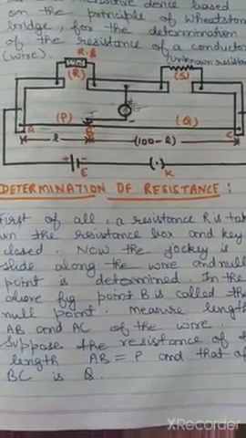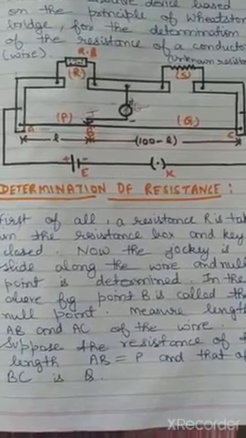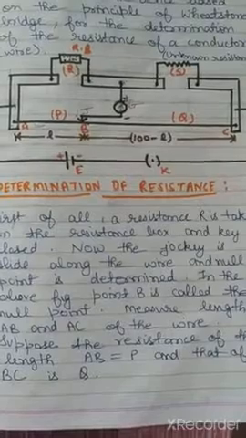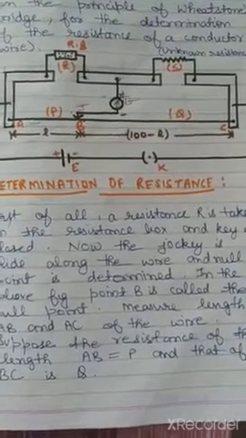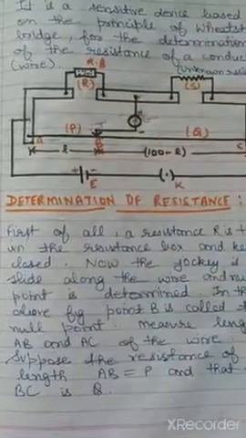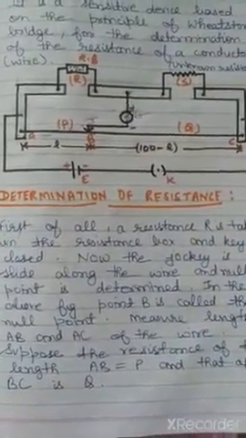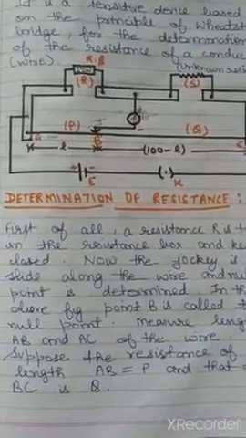So why do we use this? Because they have a low temperature coefficient and high resistivity. That means with the increase in temperature their value does not change. So there will be no variation in the resistance of the wire when the temperature rises. That is why we use this wire.